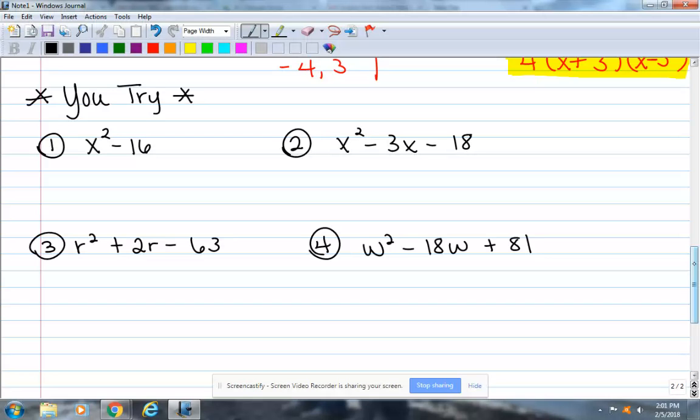The number that does not have a variable you multiply by. The number that has a variable you add by. Correct? Yes.